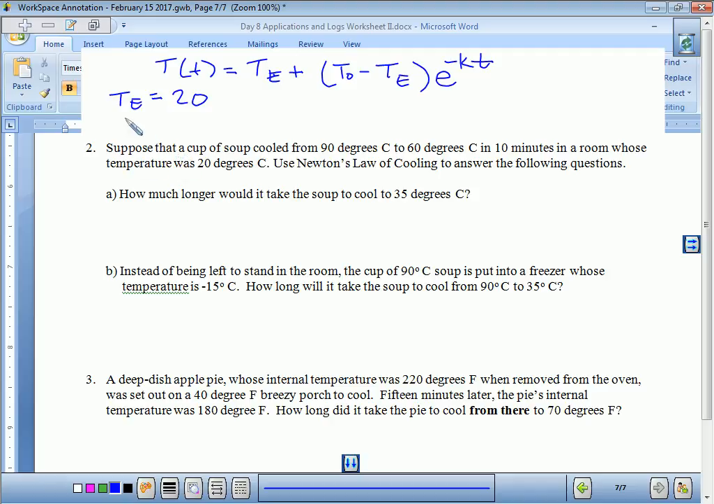Alright, what would be considered the initial temperature? 90. Okay, they gave us a second degree. That is the temperature with respect to time, which is 60 degrees. And the time is what? 10. Okay, we can use this information to solve for k. See if you can set up the first equation to solve for k.